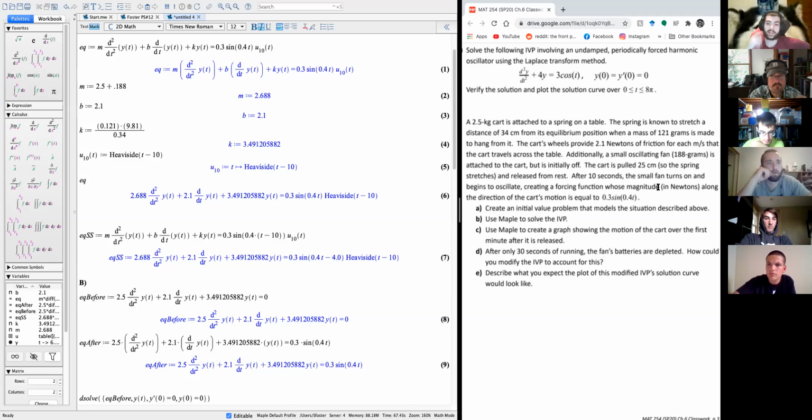Well, couldn't you say, if you carried on that last sentence, so if you said the direction of the cart's motion is equal to 0.3 times the sine of 0.4t, where when t equals 10, that function is equal to 0, because that would be the starting point of a sine curve normally. Yeah, that would be getting at it. This idea of you could just say, comma, where t is the starting of the fan, right? Does that make sense?